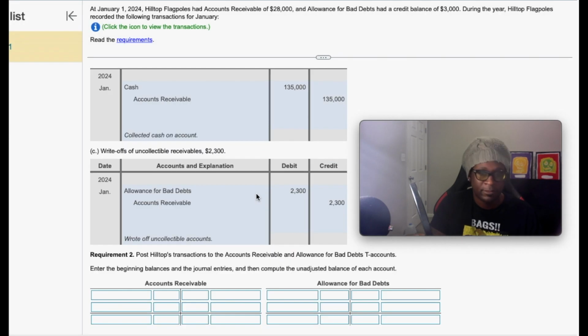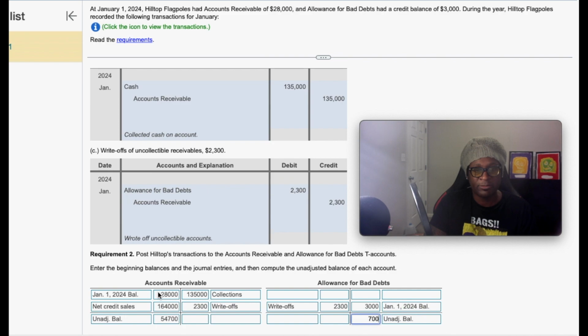Beautiful work. And now they want us to simply post those transactions that we previously just recorded in the journal. So I'm going to go ahead and get to that. But don't forget the information given in the initial description, gang. We started out in January with accounts receivable of $28,000 and our allowance for bad debt credit balance began with $3,000. So I'm going to post these. So in summation, we started out with $28,000 in our accounts receivable.